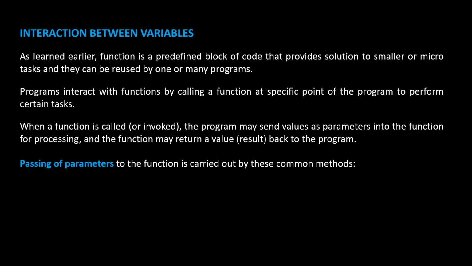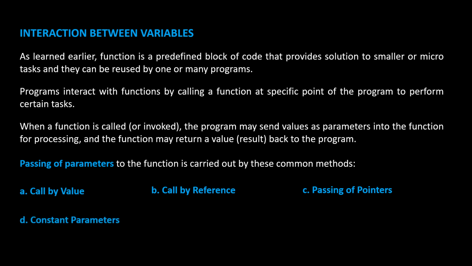Passing of parameters to the function is carried out by these common methods. A. Call by value. B. Call by reference. C. Passing of pointers. D. Constant parameters. E. Default arguments. Let's now look into each one of them.